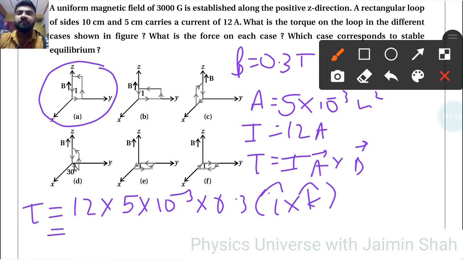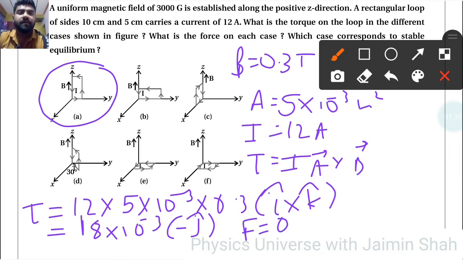So here the answer will come as 12 into 5 into 0.3, that is 18 into 10 raised to minus 3. I hat cross k hat is minus j hat. So that is the torque direction, and here the force will be 0. Because A and B both are in this particular direction, if we talk about that, it is B I l sin theta. Because of sin 0, being in the same direction, the force will be 0.